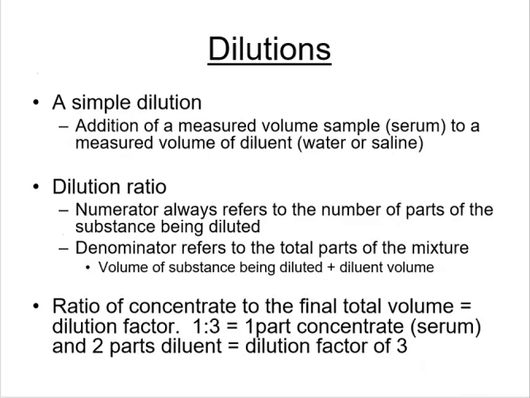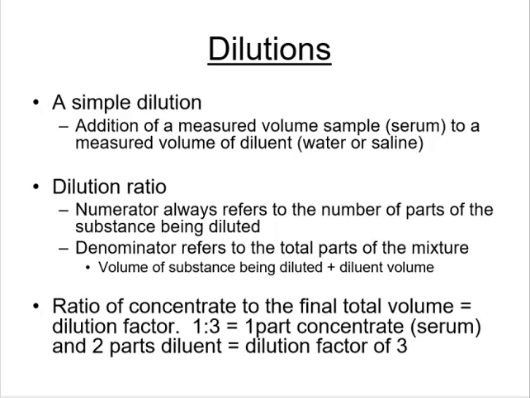Next, we need to discuss dilutions. A simple dilution is the addition of a measured volume of the sample, usually serum, to a measured volume of diluent, and it's usually either water or saline. The dilution ratio is a numerator and a denominator. The numerator is always referring to the number of parts of the substance being diluted. The denominator refers to the total parts of the mixture, so the volume of the substance being diluted plus the diluent volume. And that's what usually confuses students. The total parts of the mixture is the denominator.